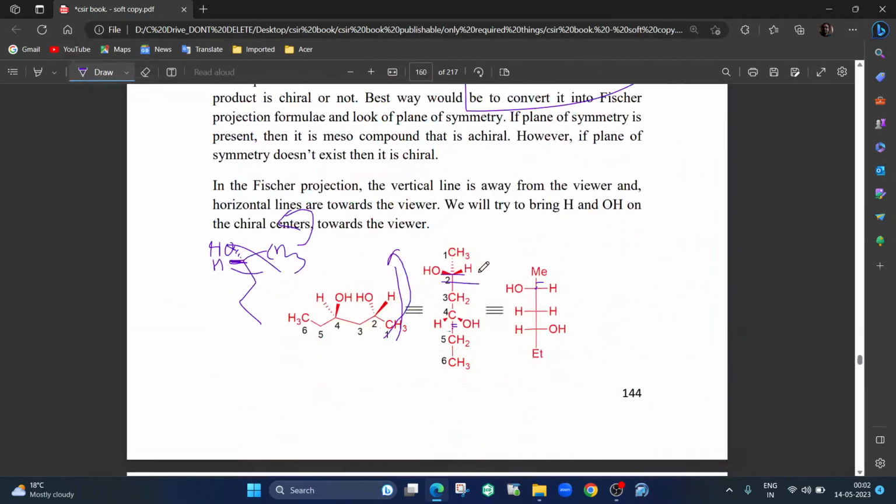So you can put this H in the horizontal line. This is towards the right, so you have H on the right, and this OH is on the left, so this OH is also on the left, and this OH is on the right. Then you can see if you want to imagine a plane of symmetry, they are not sitting on each other. There is absolutely no plane of symmetry, so it will be chiral.